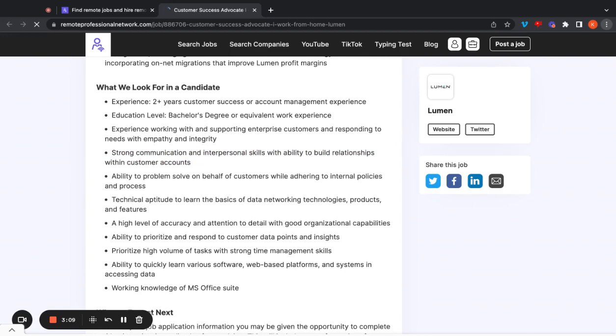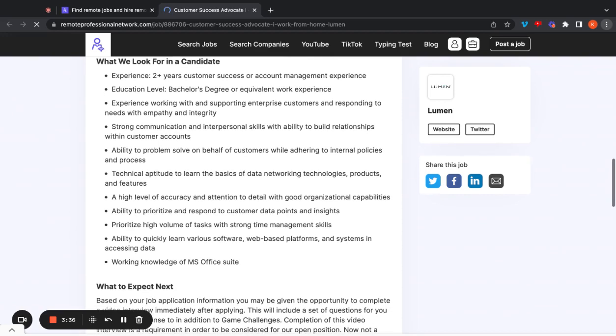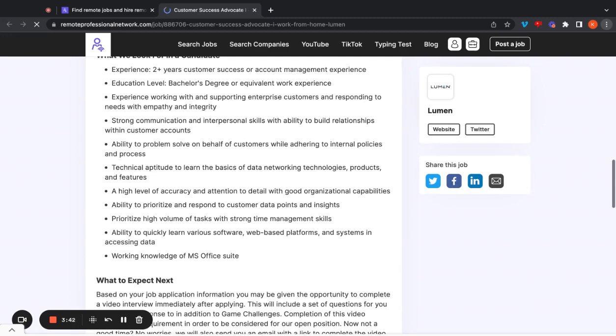And also keep in mind, guys, before we even go on, keep in mind that what they're looking for in a candidate, this is a wish list. You don't have to check off every single thing here, but if you check off most of them, you should be good to go and apply to the job, okay? So then you'd have strong communication skills, problem-solving skills, technical aptitude to learn basics of data networking technologies, products and features, a high level of accuracy and attention to detail, ability to prioritize and respond to customer data points, prioritize high volume tasks, and the ability to learn various softwares and knowledge of Microsoft Office suites. So that's going to be Excel, Word, PowerPoint, etc.